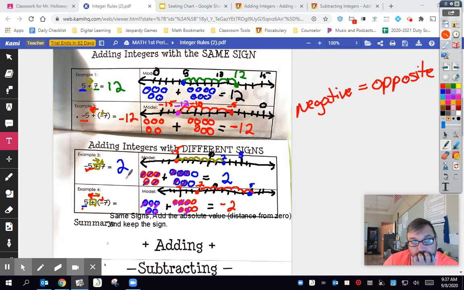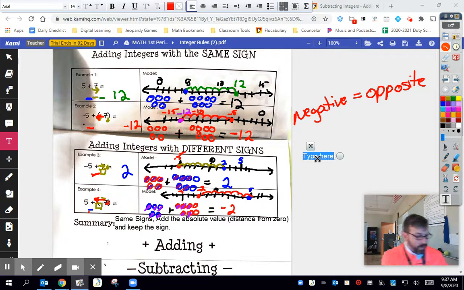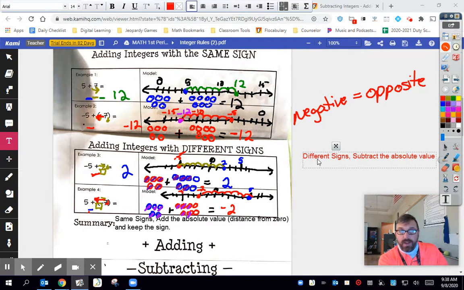Now, this doesn't look like adding. This looks more like subtracting. And that's exactly what we're doing. With different signs, let me get my text block back. Different signs, we are going to subtract the absolute value, which is distance from 0. Okay, so that came up with our 2's. We know that if I start with 7 of one thing, 5 of the other, that gave me my 2's.